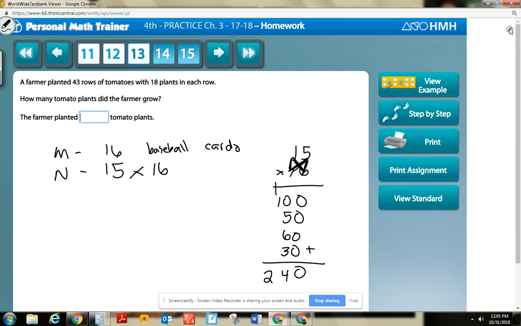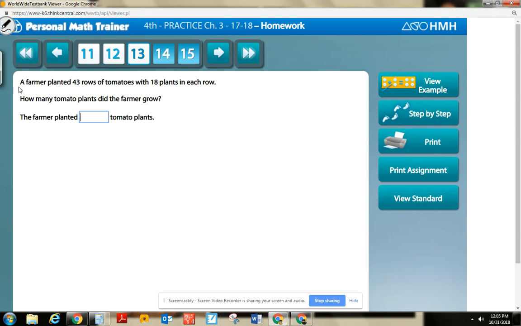All right, we'll do another one. We're on a roll. A farmer planted 43 rows of tomatoes with 18 plants in each row. How many tomato plants did the farmer grow? So we got to multiply 43 times 18. I'm going to show you that standard algorithm way. This is the way that I learned how to do it. You can solve it however you want. I highly encourage you to do the partial product method or that bow tie method. But here's the standard way for you guys that like that.